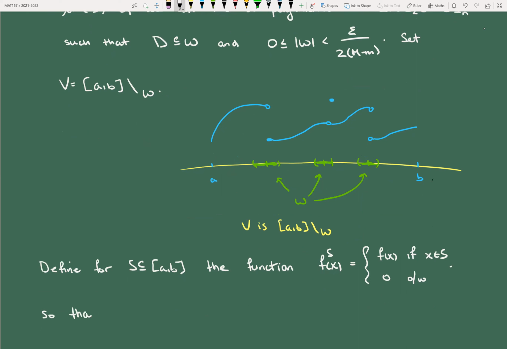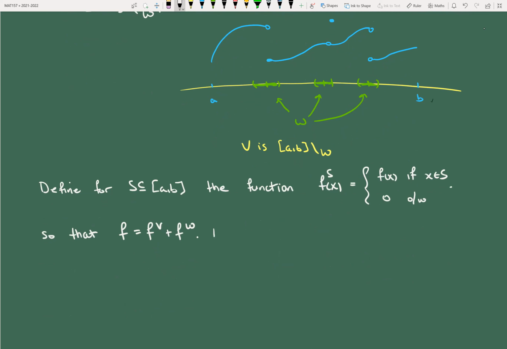And the reason for that is so that f is f_V plus f_W. Right? So V and W add up. V union W is the entire interval. So f_V is going to be the portion of f which is on the yellow bits. So in particular, it looks to be fairly continuous. And f_W is the other bits, right? It's the bits that contain the discontinuities of f. And basically what I'm going to say is, well, notice, so now f to the power of V is a finite piecewise continuous function, and so is integrable.